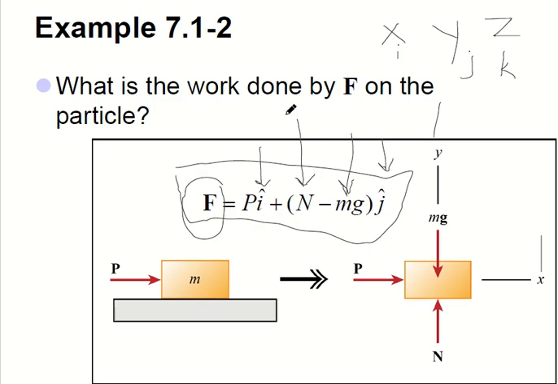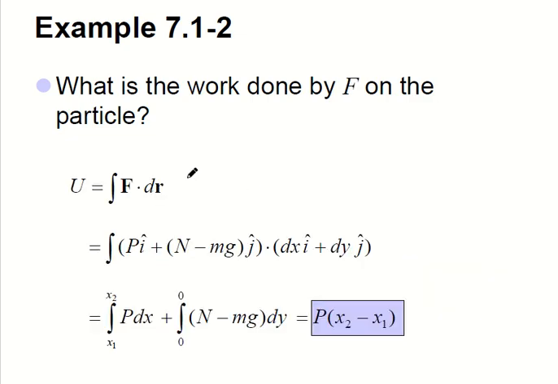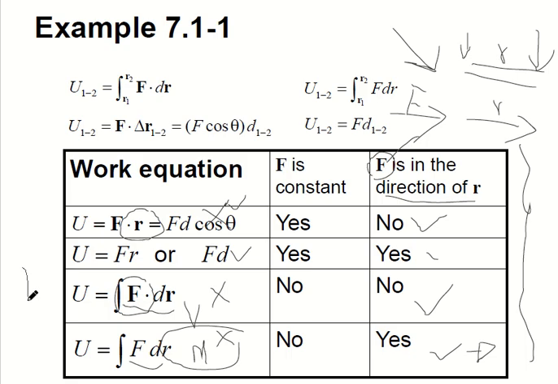Then we have to calculate what is the work done by this force on that particle. So we've got to figure out the distance. To calculate the work, we're going to bring our work equation, which is this. I'm going to show you our table again so you kind of get it. This table, and it's right here. So you know that our force is not constant, and your force is not in the direction of r, okay?